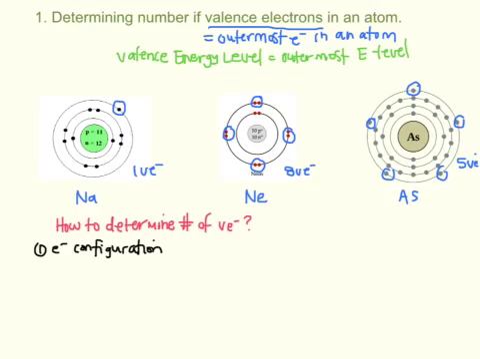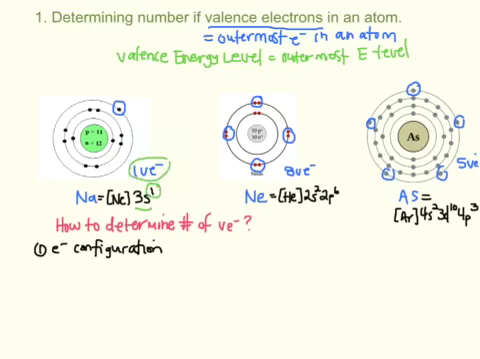Alright, so how do you determine the number of valence electrons in an atom? Well, one way to do it is by doing electron configuration. So I've done the noble gas configurations for sodium, neon, and arsenic right here. And let's just highlight the number of valence electrons that you see in each of these atoms. So you'll notice that for sodium, its outermost energy level is the 3rd, and there's 1 valence electron.